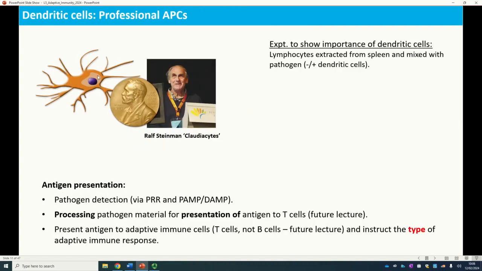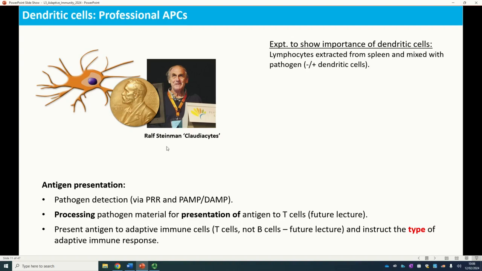So we continue to look at dendritic cells. They were first discovered by Ralph Steinman, and he initially wanted to call them claudiocytes, so this was actually after his wife, I believe, but that obviously didn't happen, and they were called dendritic cells. So remember that the dendritic cell is recognizing those pathogen-associated molecular patterns via its PRRs, and we then get processing of this antigen and presentation to T cells, and this is something that we'll cover in the future. And that will help to instruct and tailor the adaptive immune response.